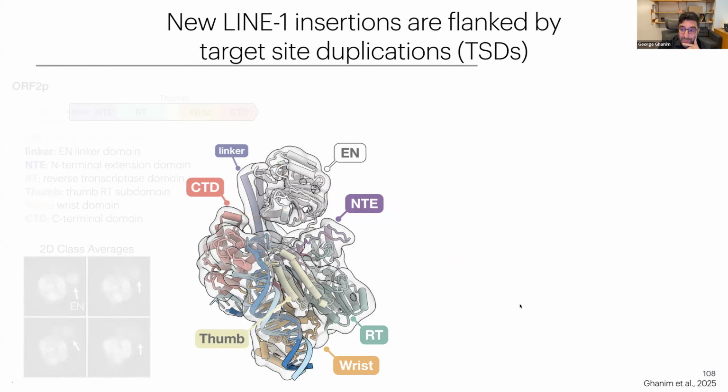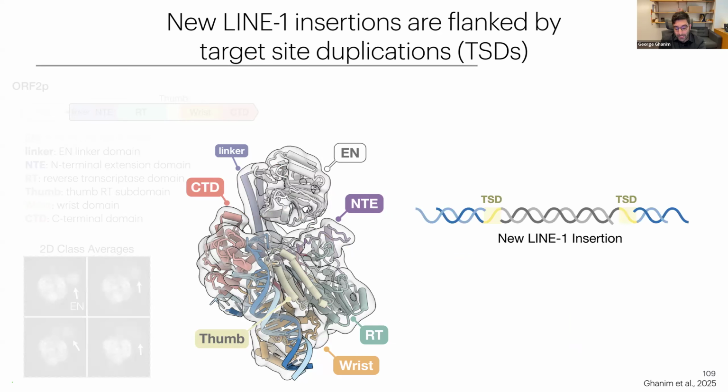So we think that this positioning of the endonuclease domain on these helices represents almost like a default configuration of the domain. And it explains a feature of retrotransposition called target site duplications. I didn't have the time to really get into this, but I'll explain it now.